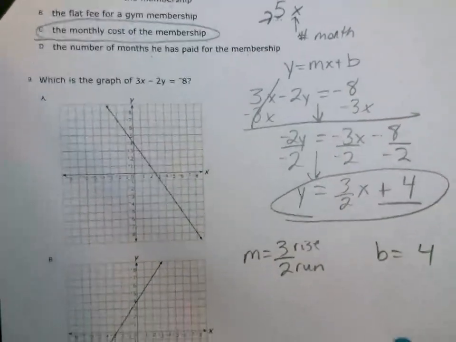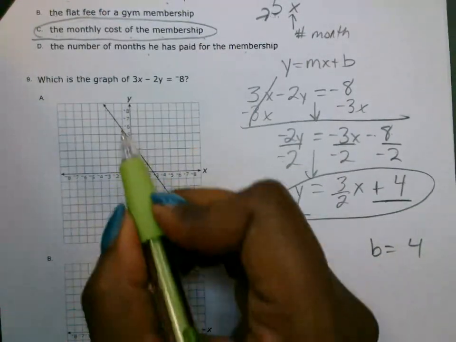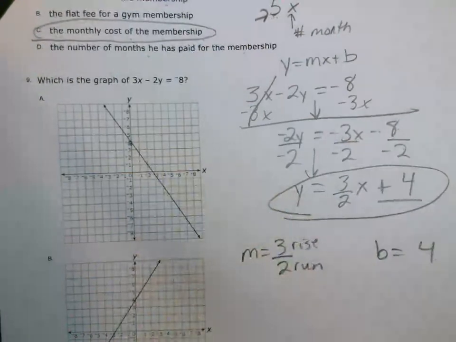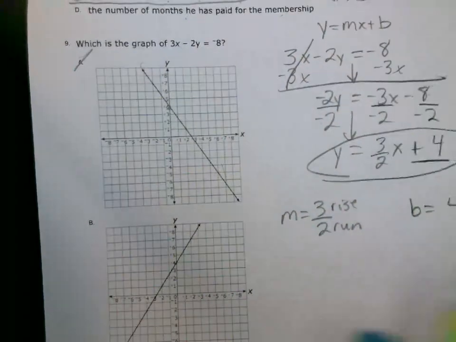So when I graph the graph that I'm looking for, my y-intercept is 4, and my slope is a positive number. So already A is not the right answer. The line is going the wrong direction. Okay, let's look at B.